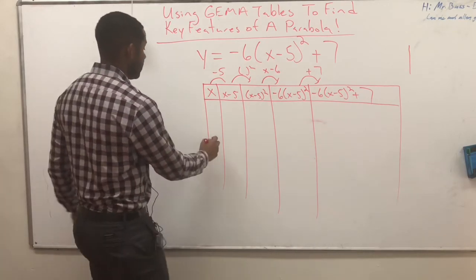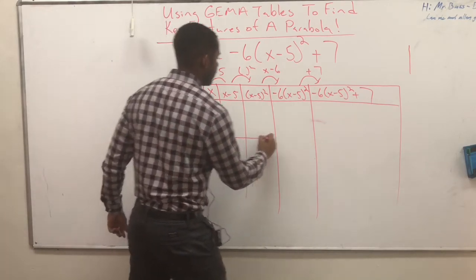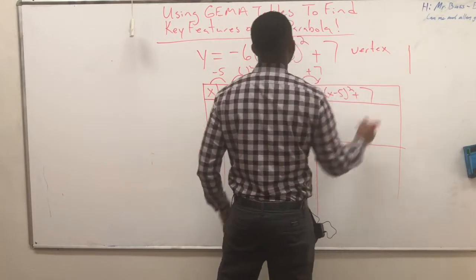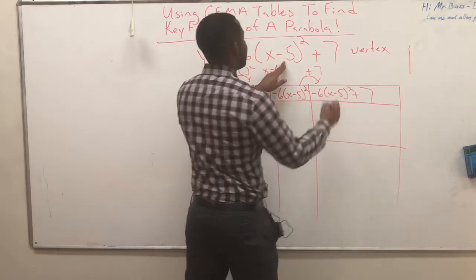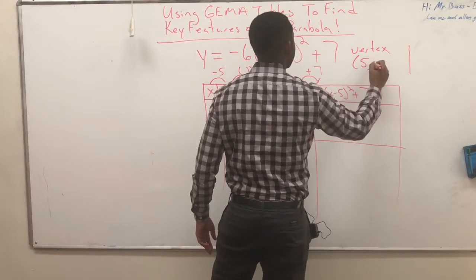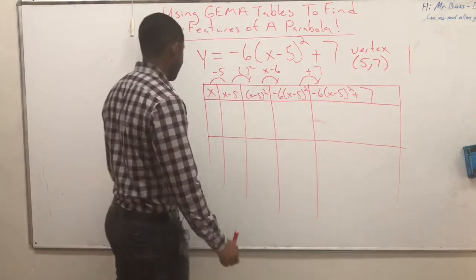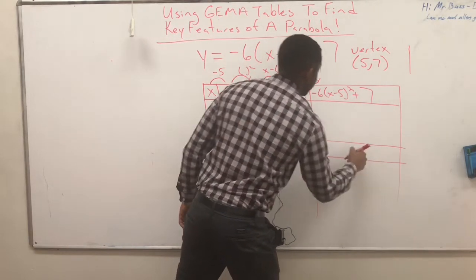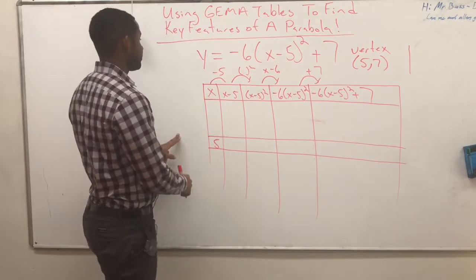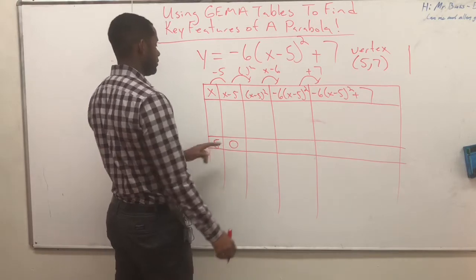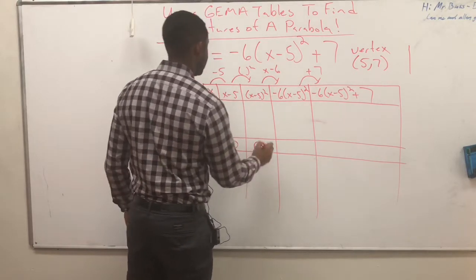Then from here, hopefully you went down to the middle and asked, what is the vertex? Well, in this one, the vertex is 5, 7, because it's the opposite. It says minus 5, so it's 5, 7. So I'm going to go 5. Hopefully I end up with 7. So let's see. 5 minus 5 is 0. 0 squared is 0.